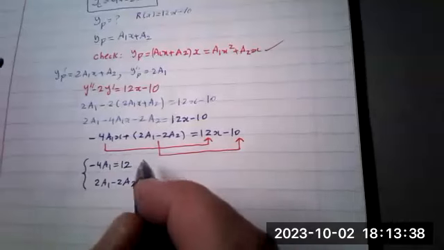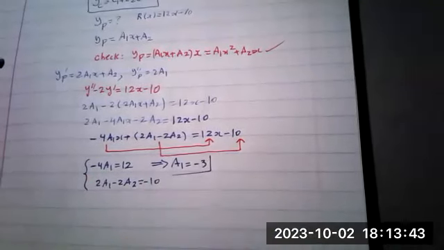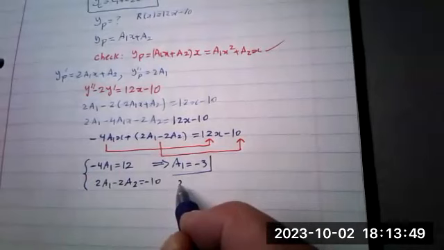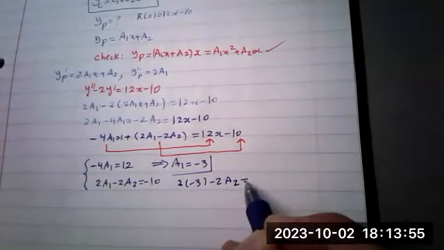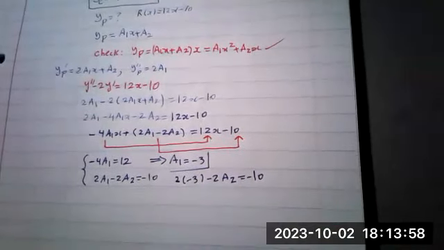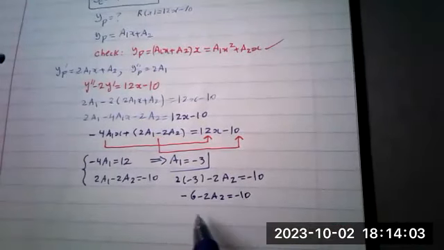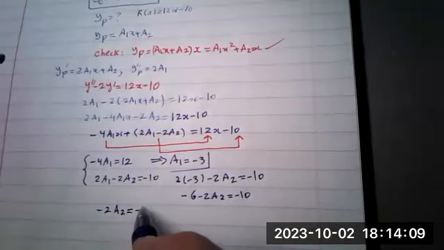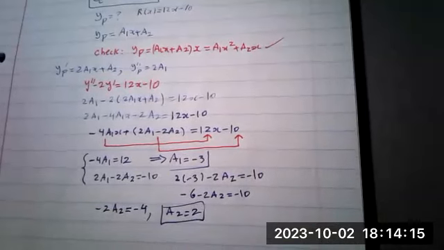Okay. Now from the first part, we can find a1. So a1 would be negative 3. And we substitute into the second one to get a2. In the second one, it's 2 times negative 3 minus 2a2 equal to negative 10. So that gives me negative 6 minus 2a2 equal to negative 10. So negative 2a2, you add the 6, that gives me negative 4, so a2 would be 2. Okay, go back, substitute, and get your result.